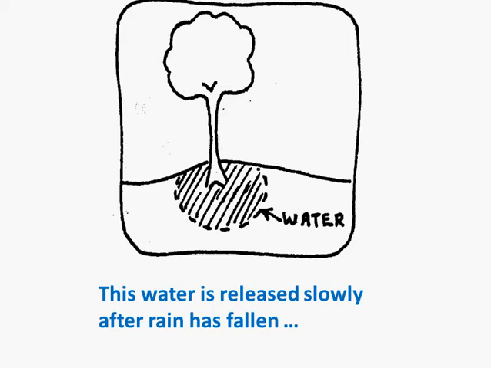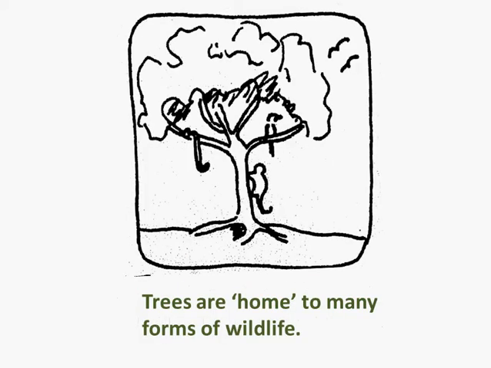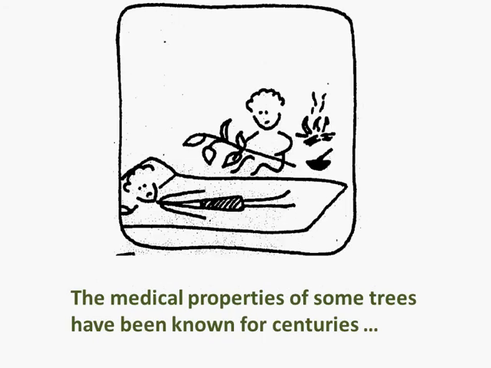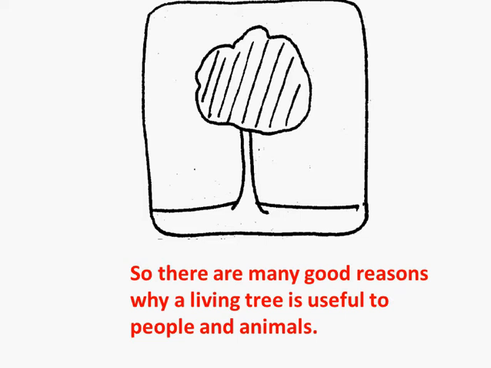This water is released slowly after rain has fallen, to give a clear, clean supply of fresh water for springs, rivers, and dams. Trees are home to many forms of wildlife. Mangroves provide a breeding place for fish and other forms of life in coastal waters. The medical properties of some trees have been known for centuries, and many modern drugs can be extracted from trees, especially those in tropical forests. So there are many good reasons why a living tree is useful to people and animals.